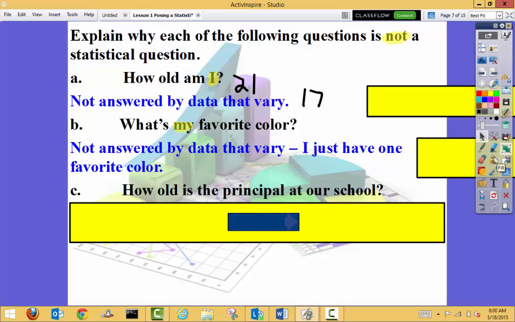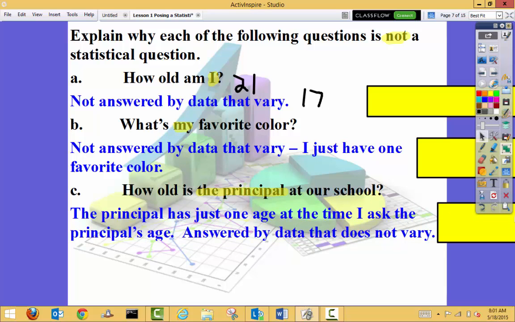Okay, how old is the principal at your school? Again, this one's focusing on a single person. If it's a single person, you're not getting data that varies. Principal has just one age at the time I ask. My data's not changing again.